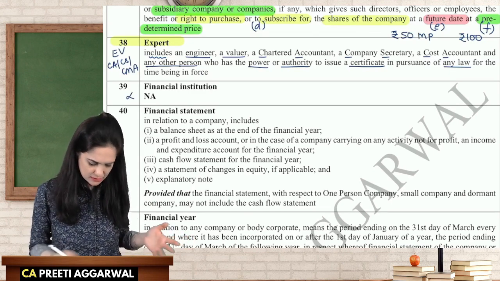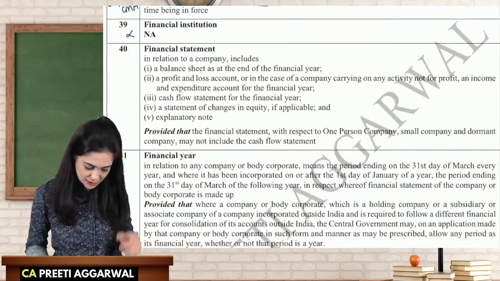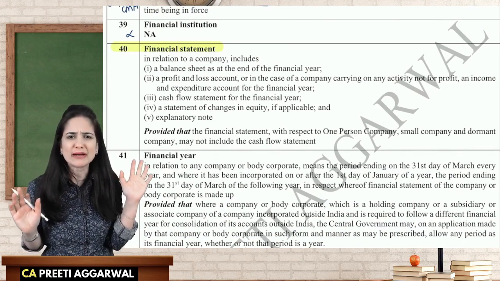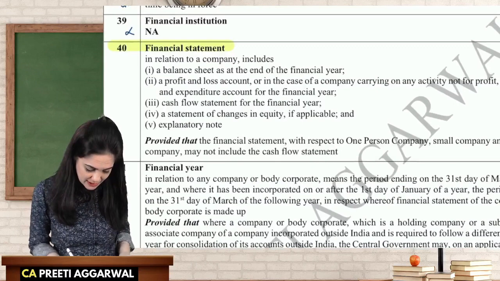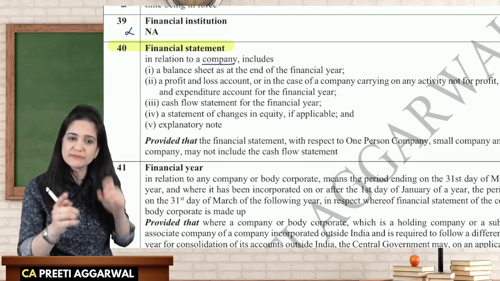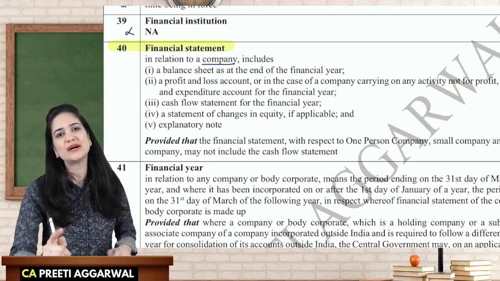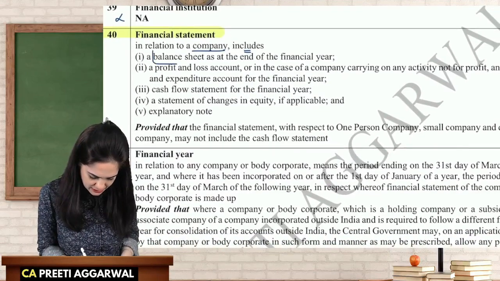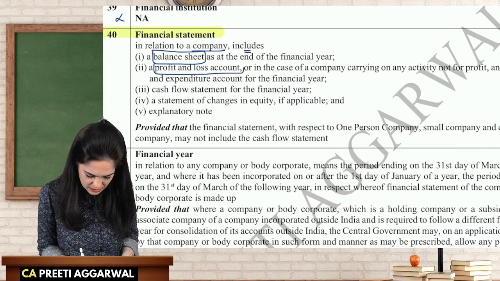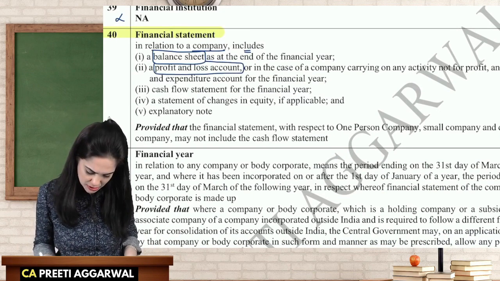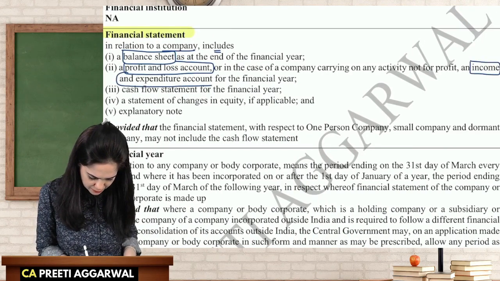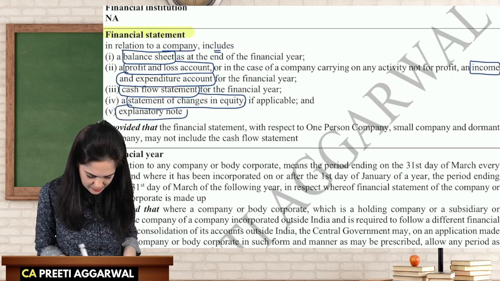Next, financial institution is not even given in your module. That is why I have written NA. Financial statement. Yes, financial statement. In relation to a company, I think now we are very comfortable reading the language of law. In relation to a company, it means the term financial statement is described in relation to a company. It includes, okay, it is an inclusive definition. It includes balance sheet, profit and loss account, and if your company is a non-profit organization, then it includes income and expenditure account. It includes cash flow statement, statement of changes in equity, and explanatory note.